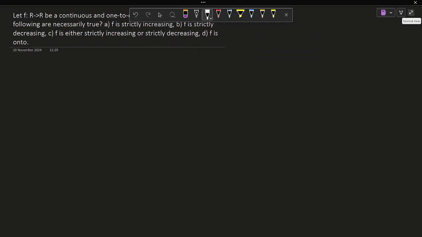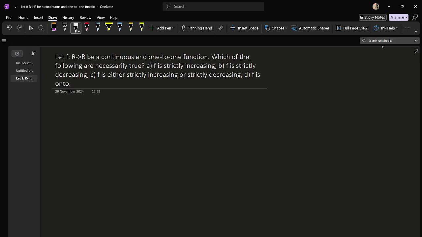CSIR NET 2024 previous year question. So this question tells us: let f be a function from R to R, continuous and one-one. So they have told us that f is from R to R, and it is continuous and one-one. Now, which of the following are necessarily true?